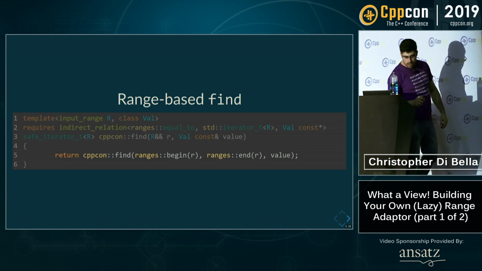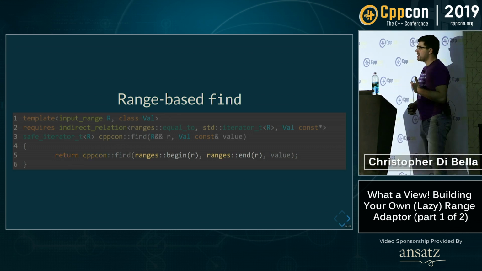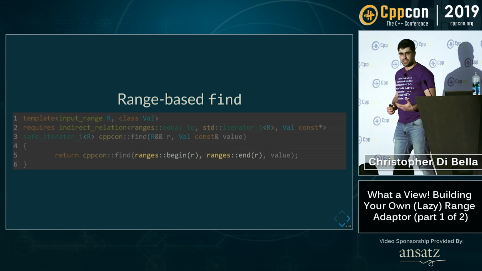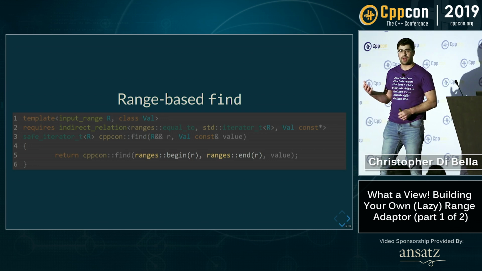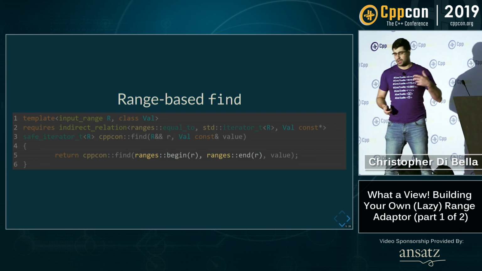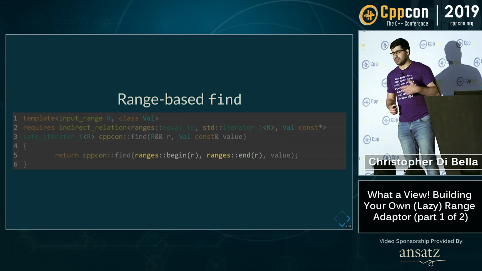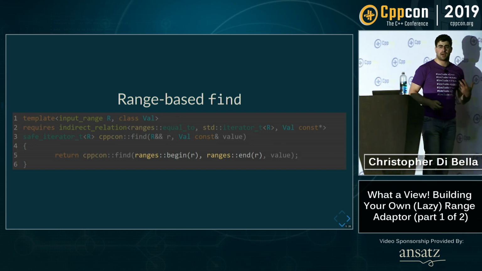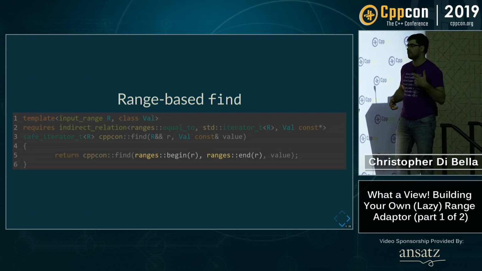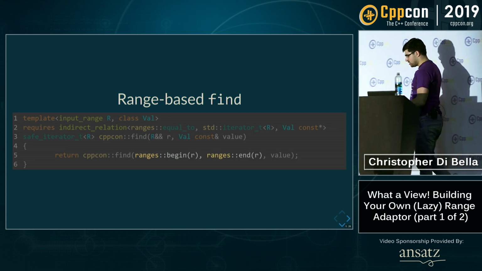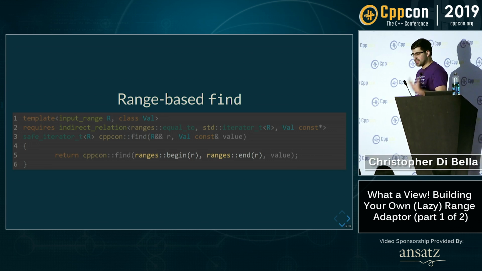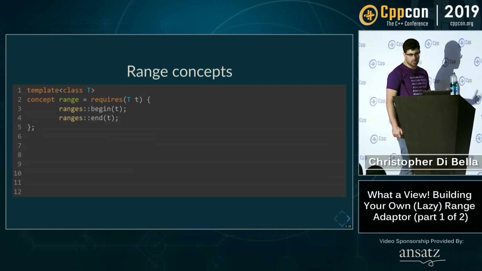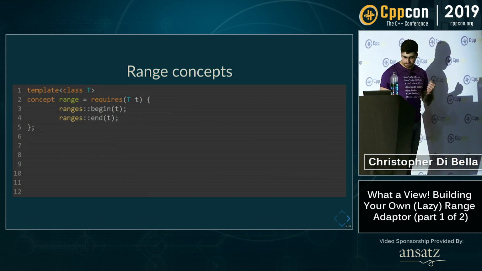And this is important because the definition of a range is simply that we can call ranges begin on the range R and ranges end on the range R. And what we're saying is that the return type of begin is going to be an iterator, and the return type of end is going to be a Sentinel for the thing we got back from begin. And so this is what the definition of a range is.